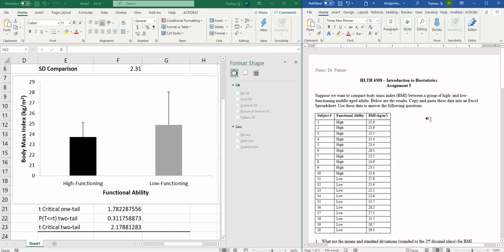Hopefully this video is helpful. You can use this video to help you in answering your questions for your assignment 5 with your data.